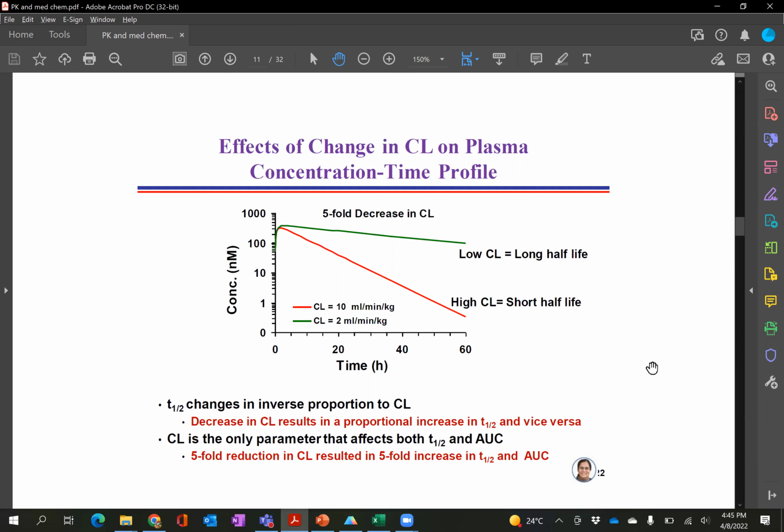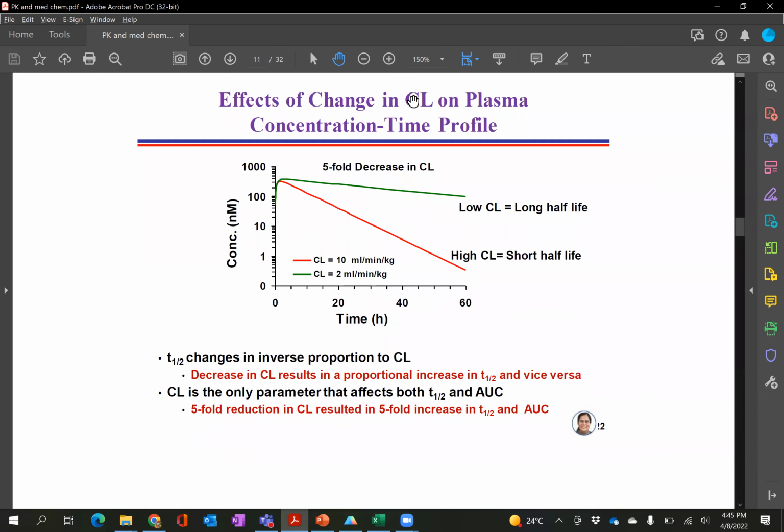They show the effects of a change in clearance on the plasma concentration time curve. For a high clearance drug, you have something like this with a short half-life. For a low clearance drug, you have something like this. Half-life changes in reverse proportion to clearance. A decrease in clearance results in a proportional increase in half-life and vice versa. But clearance is the only parameter that affects both half-life and AUC.